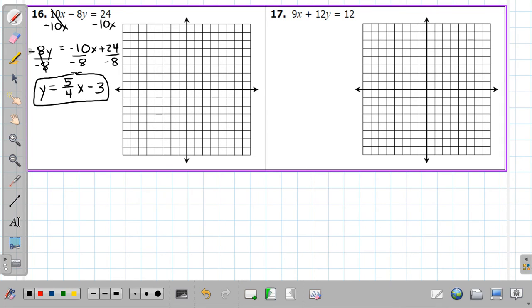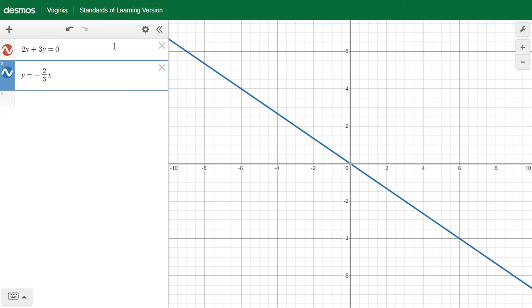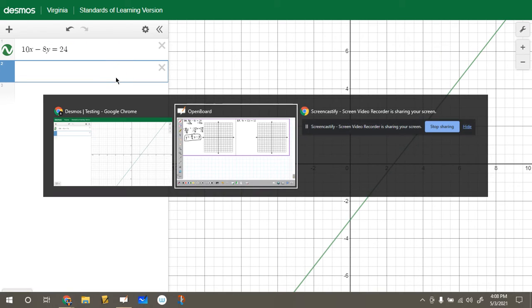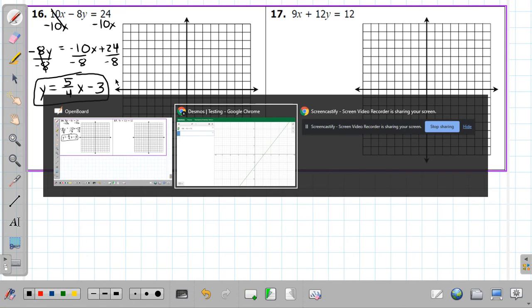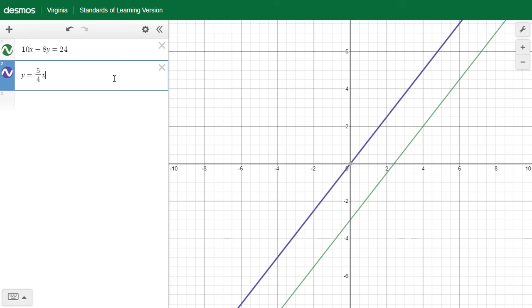And just to show you that these are, in fact, the same, just 10x minus 8y equals 24. So there's that line. Then the other one we had was 5/4 x minus 3. So y equals 5/4 x minus 3. Once again, if you solved it correctly, both of those equations should plot the same line.